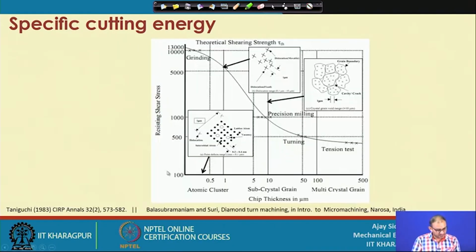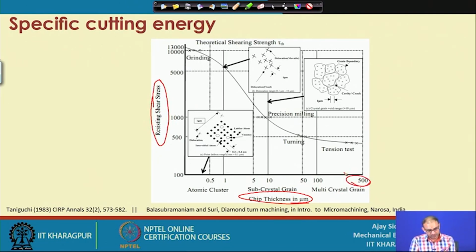Now, let us see this particular diagram where the uncut chip thickness is given on the x axis. So, this is the chip thickness, and here the resisting shear stress is given. Now, how does this happen? If you consider your chip thickness in 100s of microns, what we generally do in tensile testing is prepare a tensile test specimen and then do biaxial testing.